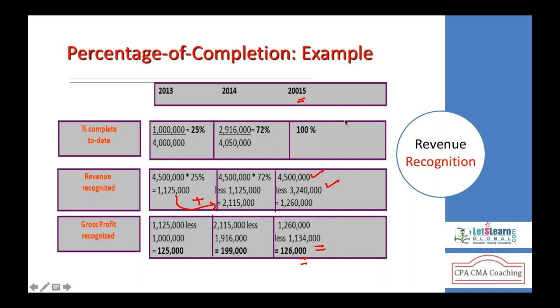If you cross verify, remember that the 4 million cost increased by 50,000. So your cost is 4,050,000. And the revenue you are getting from the client was 4,500,000 minus this 4,050,000. Your profit is 450,000. From 450,000, in the first year we recognized 125,000, second year 199,000, and third year 126,000. If you add these three amounts, you will get 450,000, which is matching.